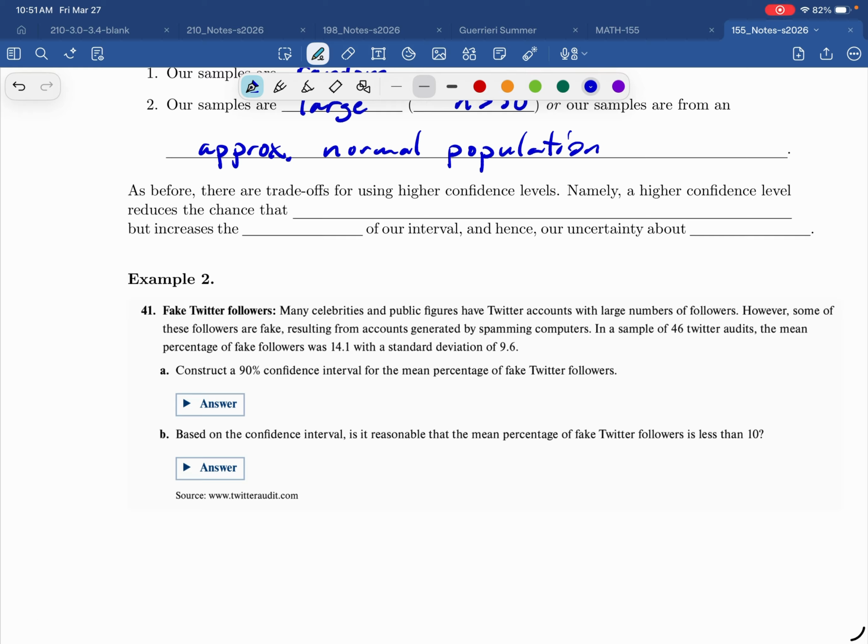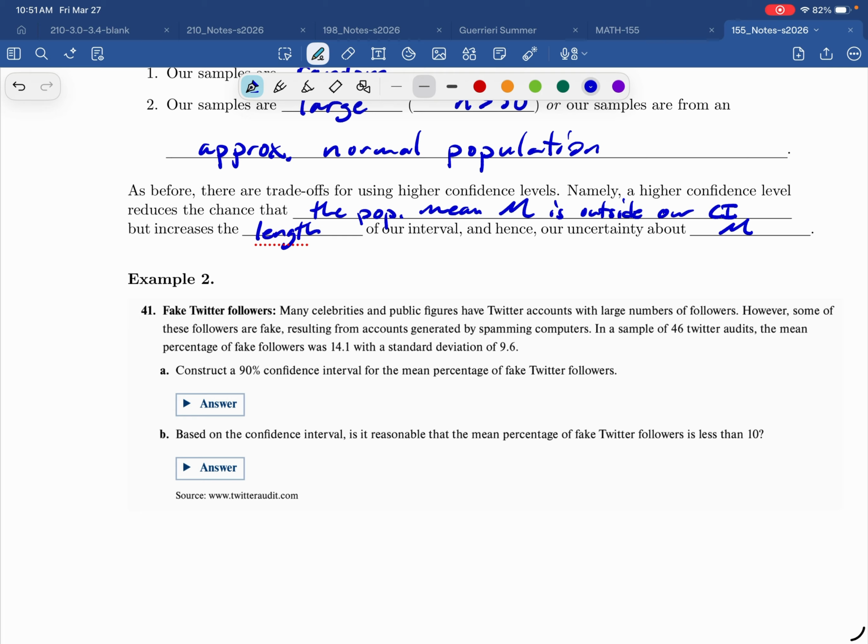So, remember, there are trade-offs from using higher confidence levels. We were just talking about 99 versus 99%. A higher confidence level reduces the chance that the population mean, mu, is outside our confidence interval, but it increases the length of our interval. And that's not great because now there's a wider range of possible values for mu.